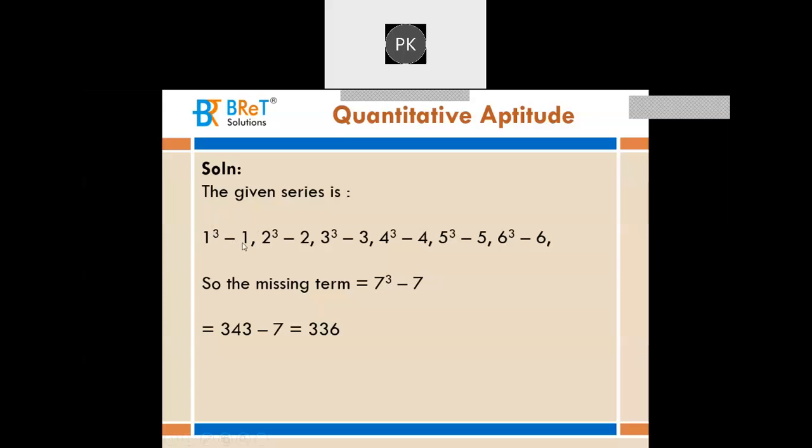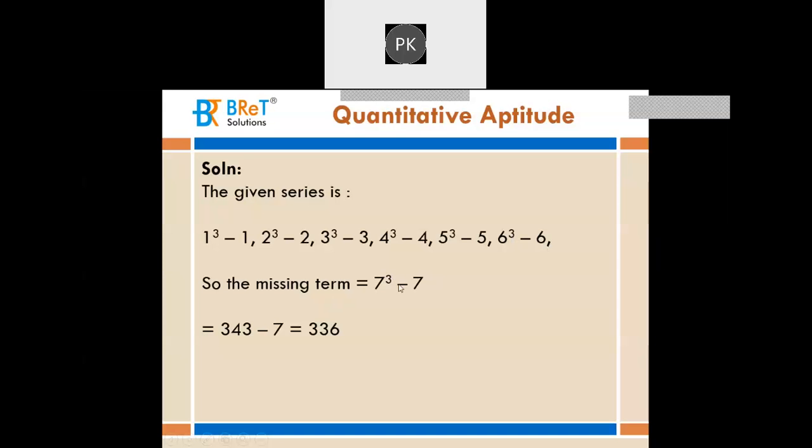1 cube minus 1 is 0. 2 cube minus 2 is 6. 3 cube minus 3: 3 cube is 27, minus 3 is 24. 4 cube is how much? 64, minus 4 is 60. 5 cube is 125, minus 5 is 120. 6 cube is how much? 216, minus 6 is 210.